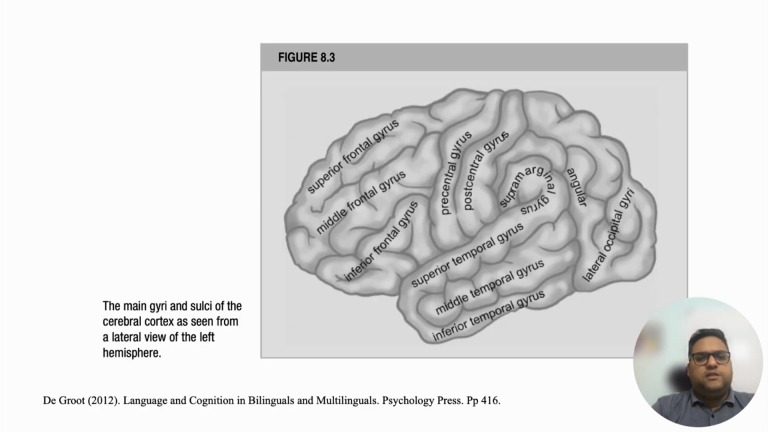At this point, I just wanted to present to you a very broad anatomical overview of the brain as taken in de Groot's book. You can see that this is the superior frontal gyrus, middle frontal, inferior frontal gyrus, superior temporal, middle temporal, inferior temporal gyrus, precentral gyrus, postcentral gyrus, and supramarginal gyrus. And so these are the anatomical gyri which you will hear me speaking about as we discuss the studies in more detail.